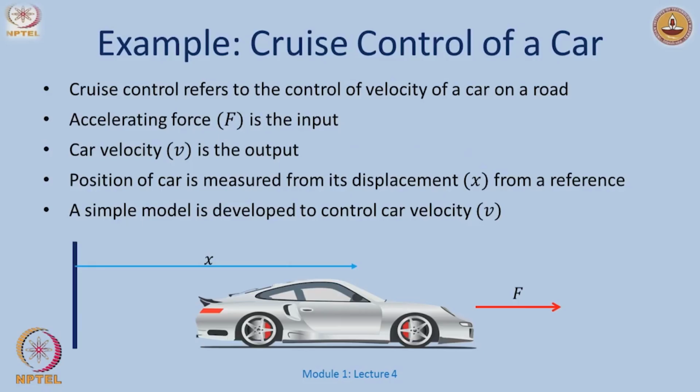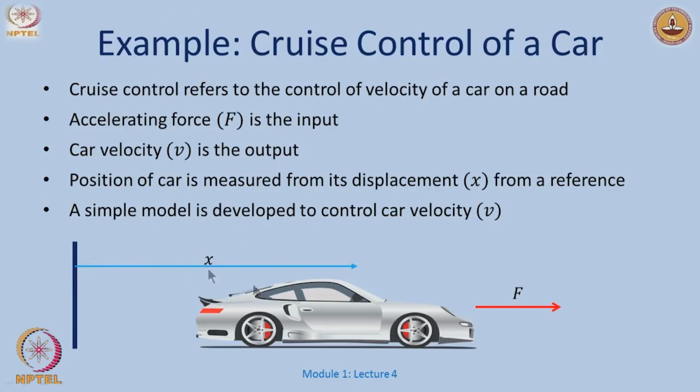Okay, so the first example that we will deal with is a very simple model of a cruise control of a car. Cruise control refers to the control of the velocity of a car on a road, where the input comes in the form of some kind of an accelerating force. The measured output is usually the car velocity, and then we usually measure the position of the car, how much distance it has traveled, typically from a reference point.